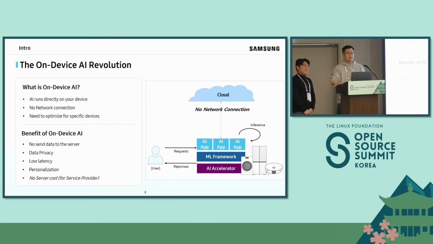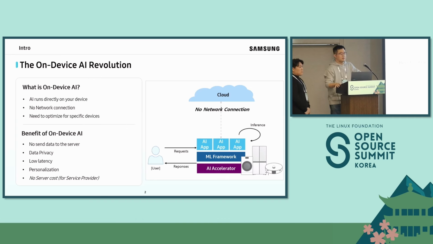On-device AI is already embedded in many of the products you use every day. Unlike cloud AI, on-device AI means the AI application runs directly on your device with no network connection required. However, computing power on the device is limited. Therefore, it requires sophisticated optimizations for each specific device.